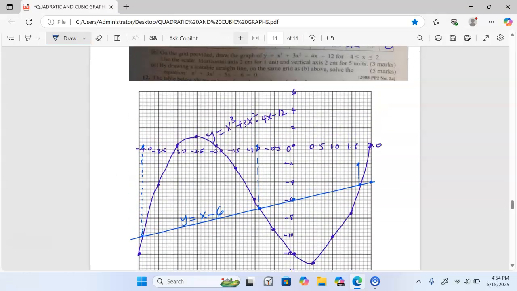Since we disobeyed the scale given, it is good that we state our scale here. But as I mentioned, when you've been given the scale to use, you must use that particular scale. For the x-axis, we have used 1 centimeter to represent 0.5 units, and for the y-axis, we have used 1 centimeter to represent 2 units.